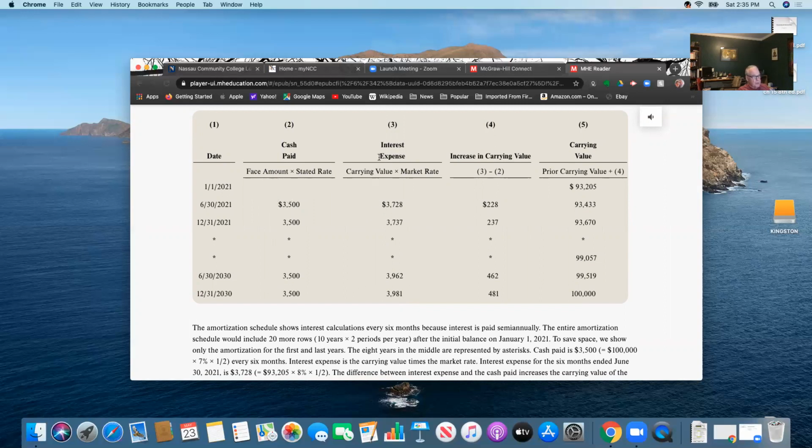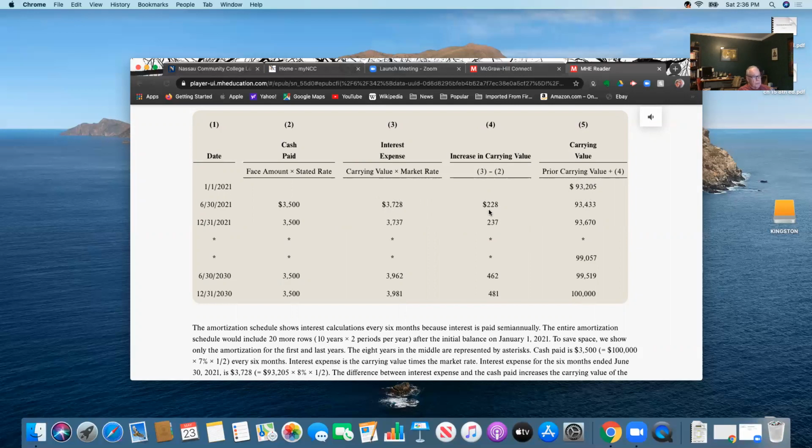Remember how interest expense is calculated. It's the carrying value times the market rate. Carrying value to start out with, 93,205 times 8% times 1/2 was 3,728. The difference between interest expense and cash paid was $228. When we made the journal entry, that was what we credited to that discount on bonds payable account.